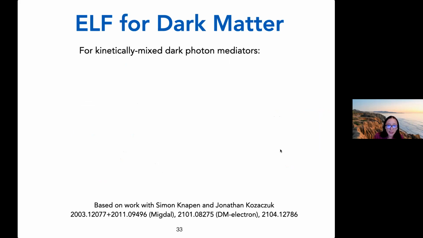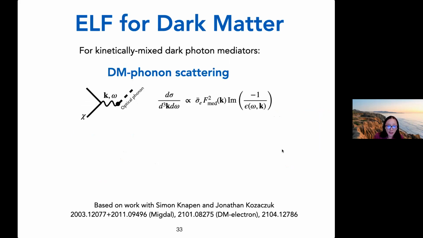You can also use this energy loss function for dark photon mediators. So for instance, I talked a little bit about dark matter creating phonons. So if this is the dark photon mediator, you can have dark matter come in and excite a single optical phonon. Again, because the dark photon behaves just like an electromagnetic probe, you'll get the energy loss function. It's just that you'll care about it for omega below the electron band gap.